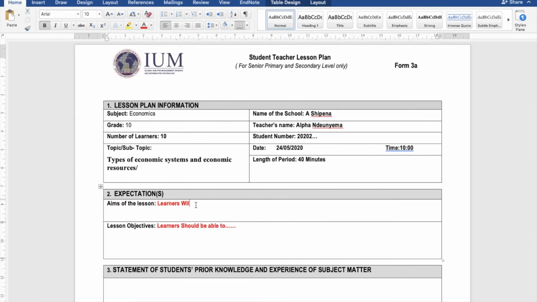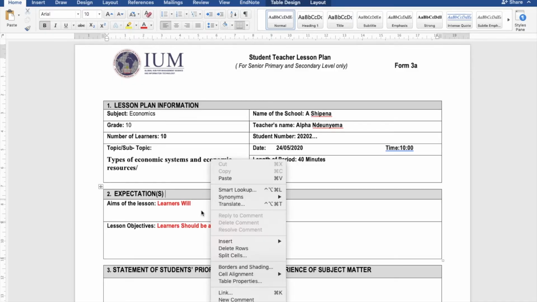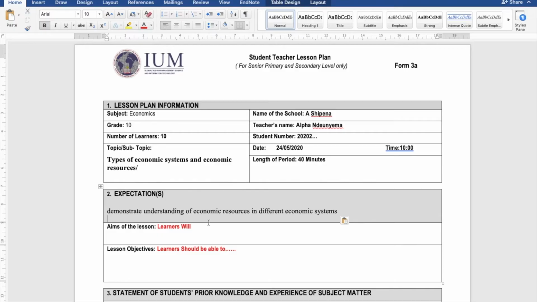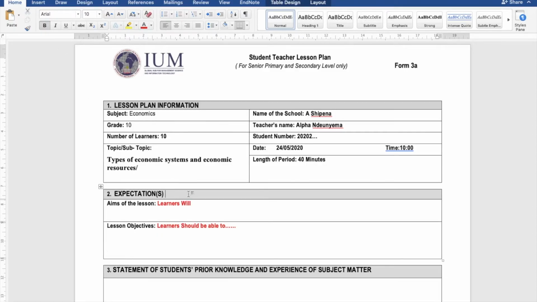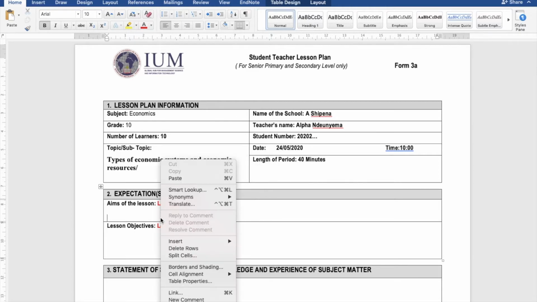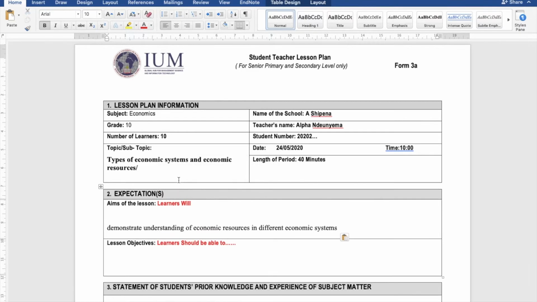Right. And then you just come to learners will, and then you just paste your learners will. Sorry about that. I put it in the wrong column. And then you just paste it there. All right. Learners will demonstrate understanding of economic resources in different economic systems. Now, learners should be able to, you go back again to your syllabus.